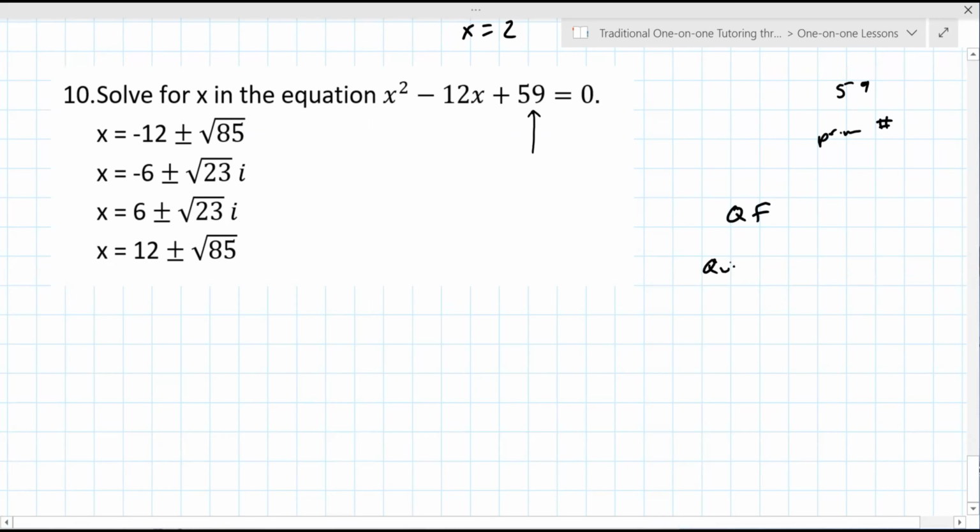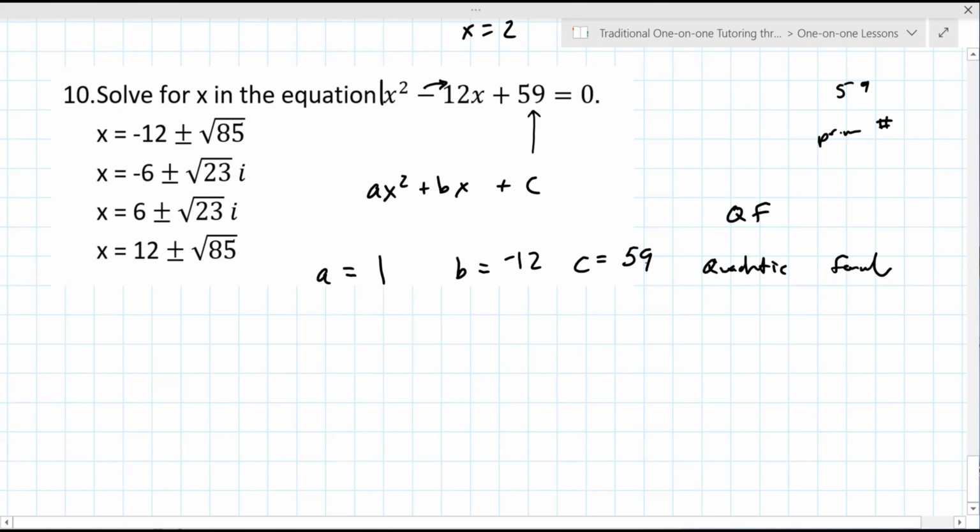The first thing I need to point out to you is that this equation is in this form, and you need to be able to tell me what A is, what B is, and what C is, and it takes the sign. So A is 1 because there's really a 1 out front. B is -12 and C is 59.